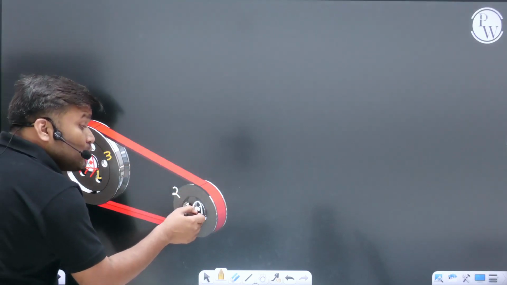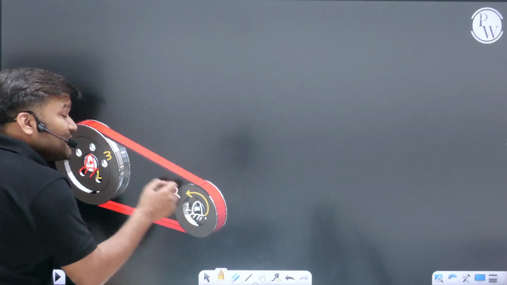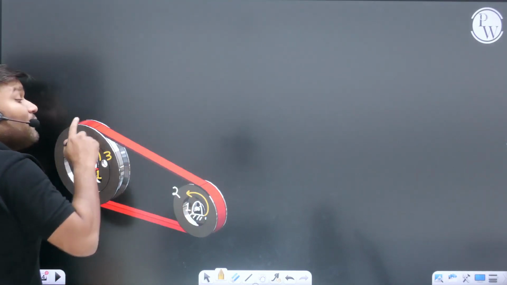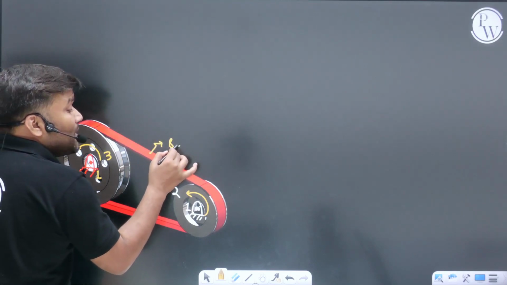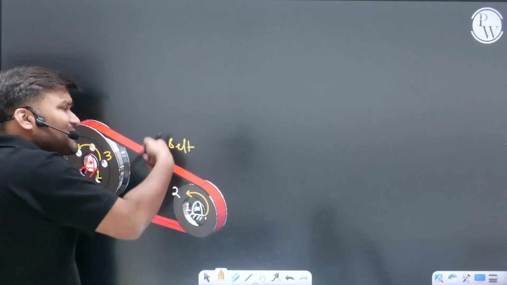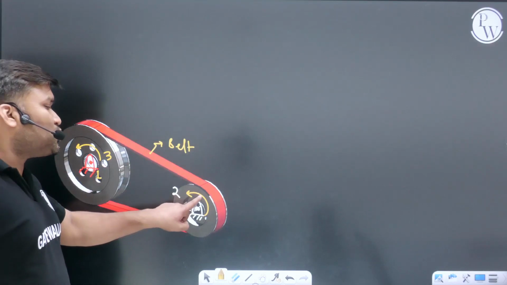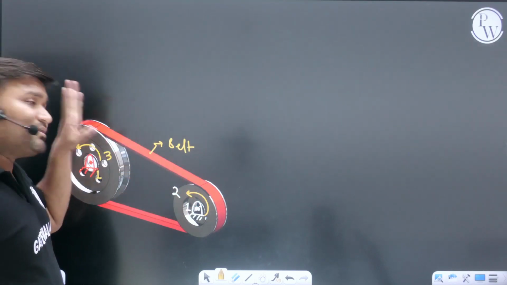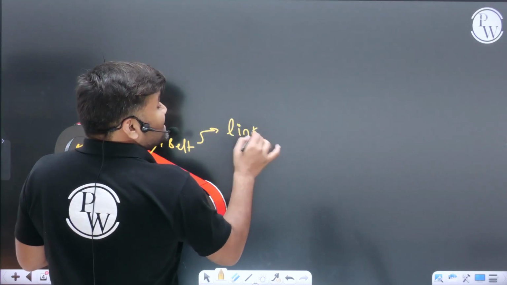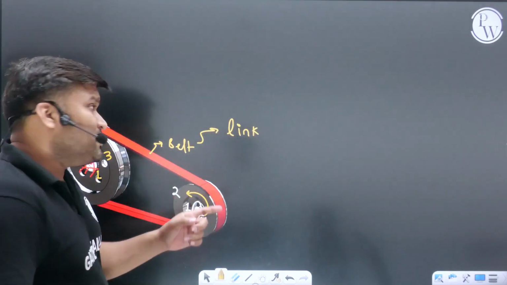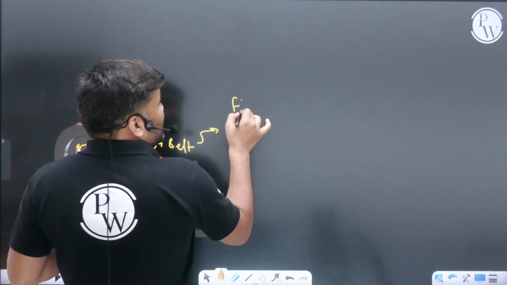Link 2's motion is getting transferred into link 3's motion. Why? With the help of this belt. And this belt, because it is capable of transferring the motion of link number 2 to link number 3, I will treat this belt as my link. But by nature, this is flexible. This is not rigid. So this is called a flexible link, beta.